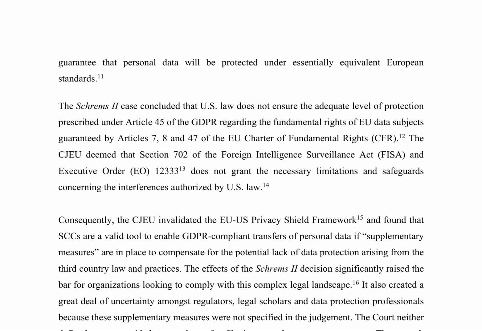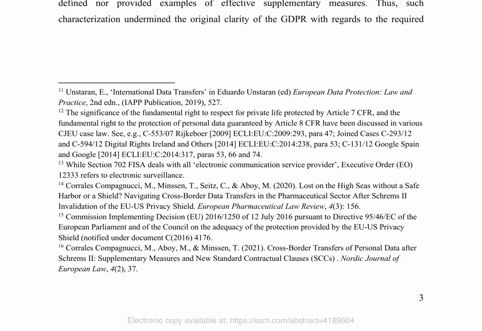The Schrems II case has significantly raised the bar for organizations seeking to comply with the complex legal landscape of cross-border data transfers. The Court of Justice of the European Union, CJEU, invalidated the EU-US Privacy Shield framework and deemed standard contractual clauses, SCCs, a valid tool to enable GDPR-compliant transfers of personal data, provided supplementary measures are in place to compensate for potential data protection deficiencies in third country laws and practices. These supplementary measures aim to ensure that personal data will be adequately protected under essentially equivalent European standards.